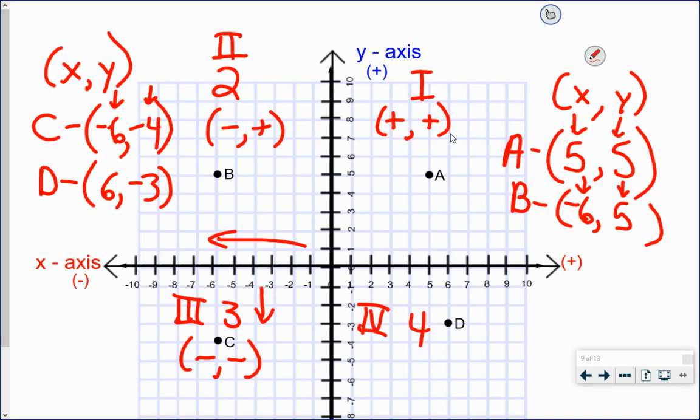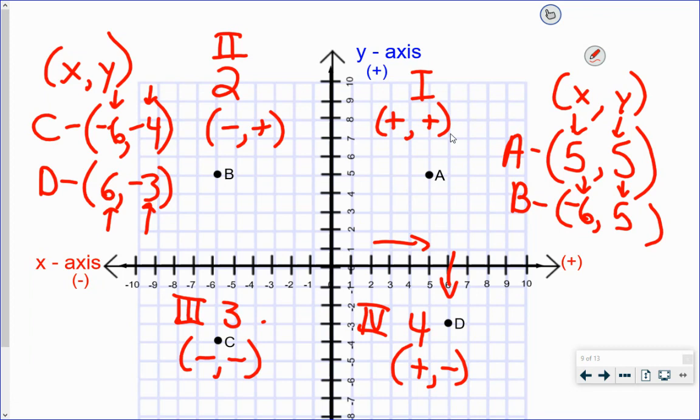All right, what about point D? Well, point D, x is positive because I went to the right, and y is negative because I went down. So all points in quadrant 4 will be positive for x and negative for y.